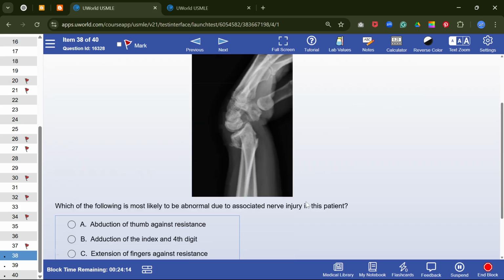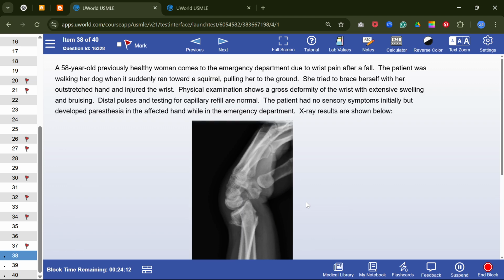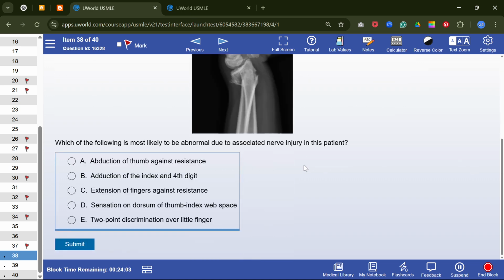Is it Colles fracture? Yes, different. Maybe.